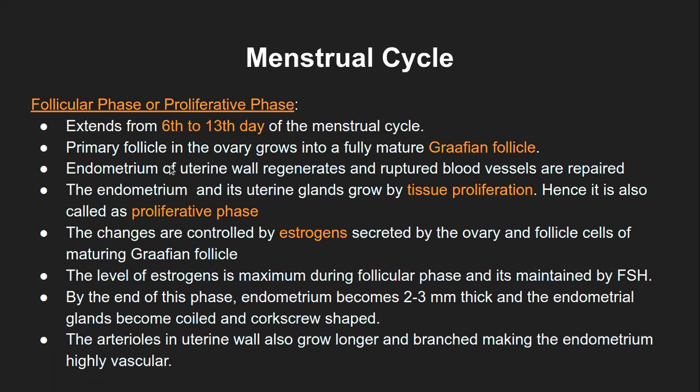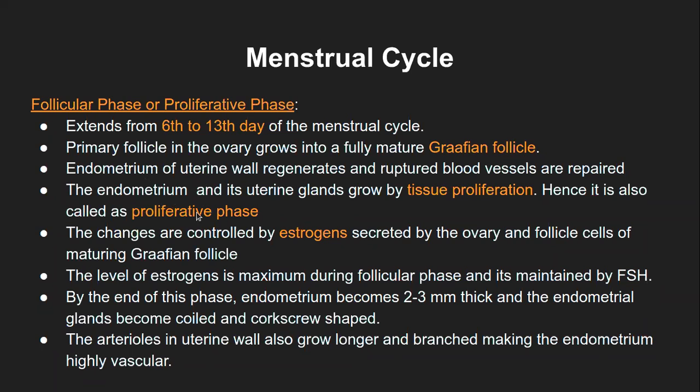The endometrium of the uterine wall regenerates, that means it starts forming again. The blood vessels that ruptured in the earlier menstrual cycle are also repaired, along with the endometrium and its uterine glands. Now, the endometrium has certain glands which are responsible for secreting certain hormones and secretions, especially during pregnancy. So we'll see that later in the pregnancy stage.